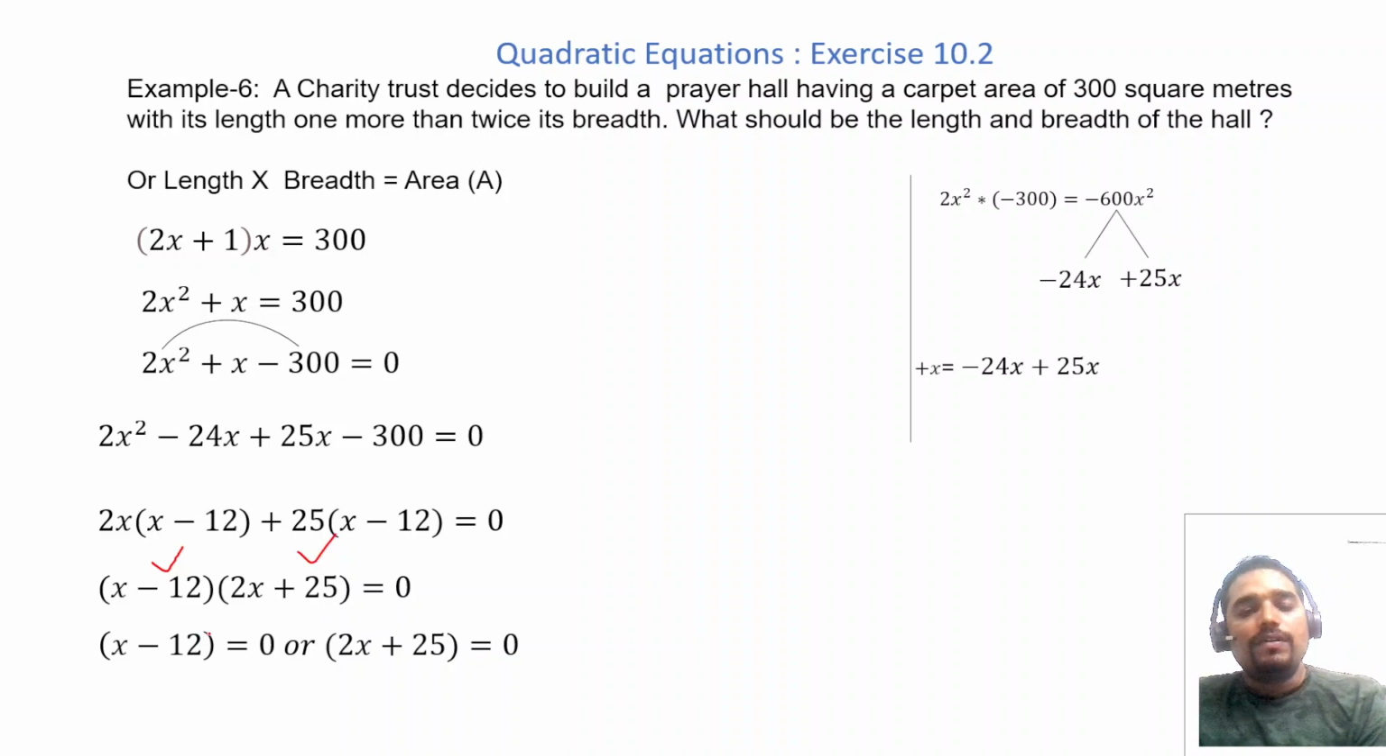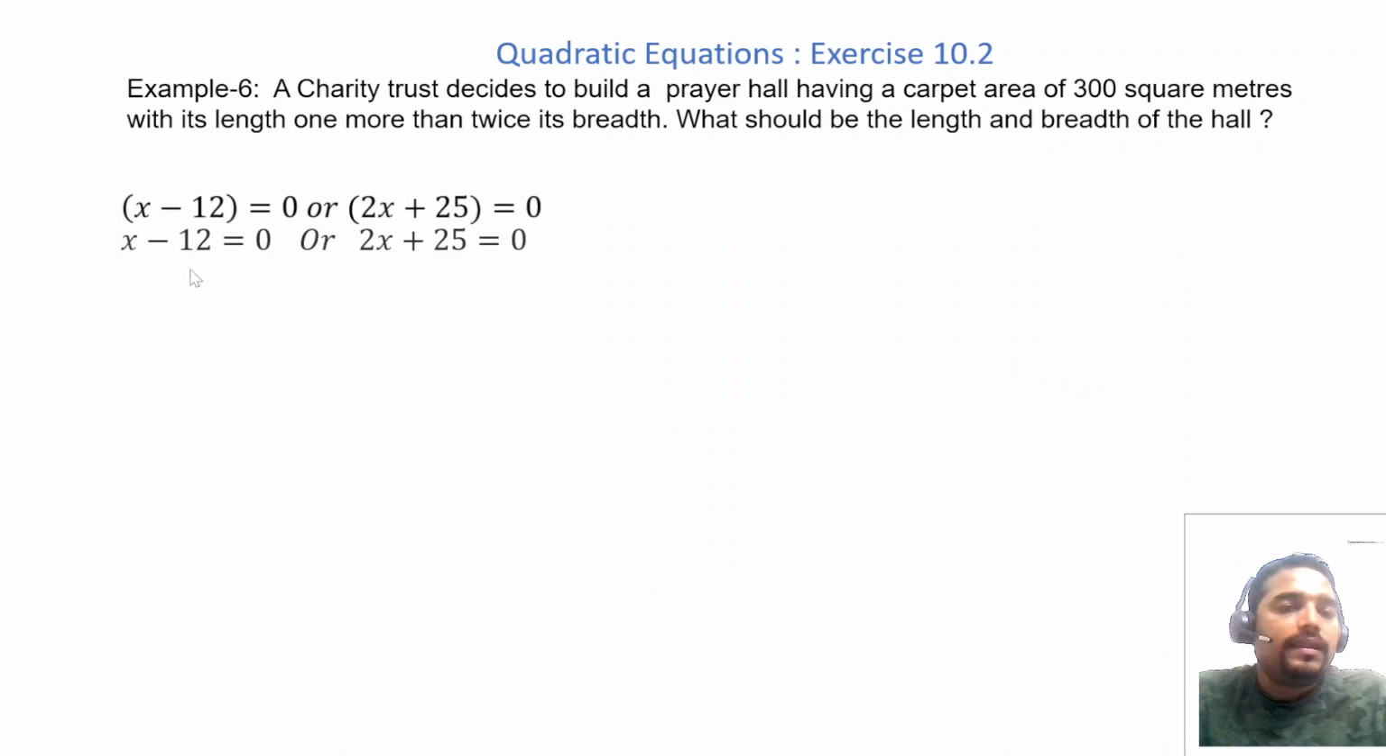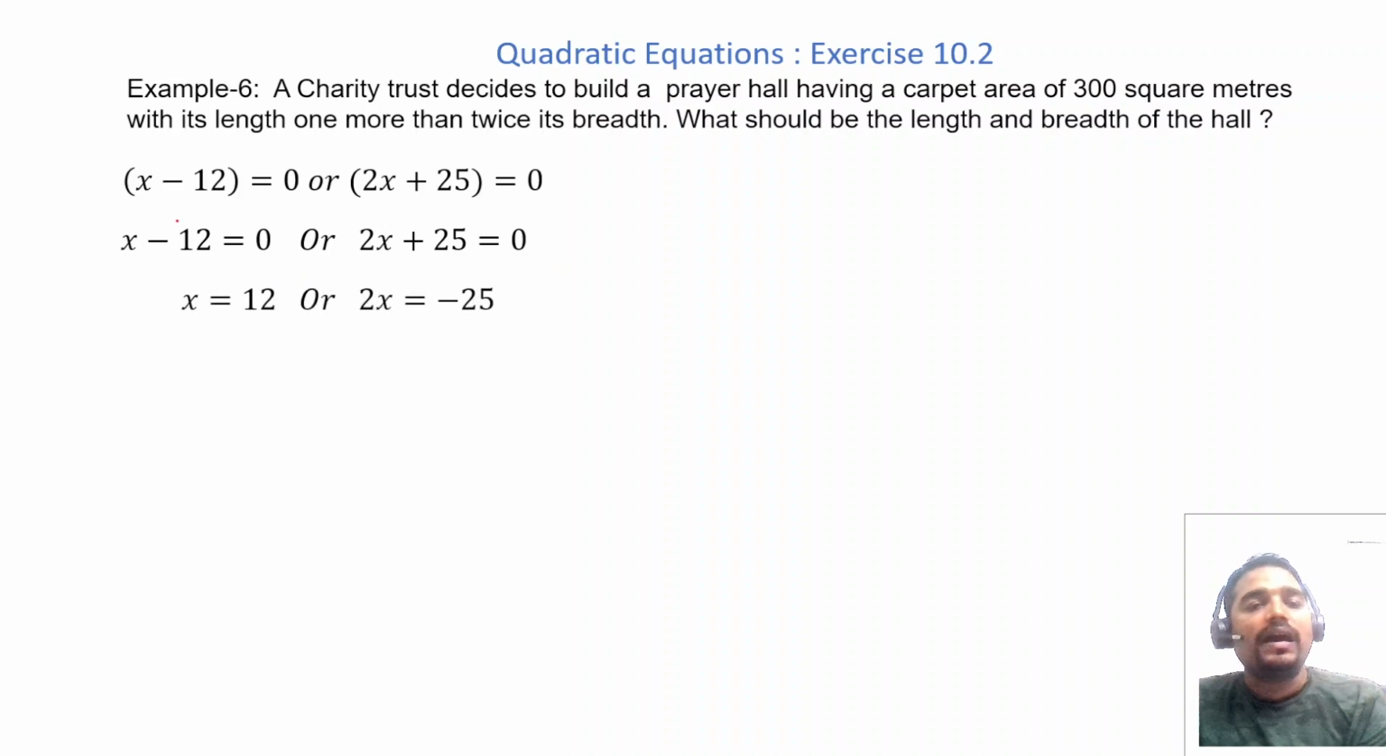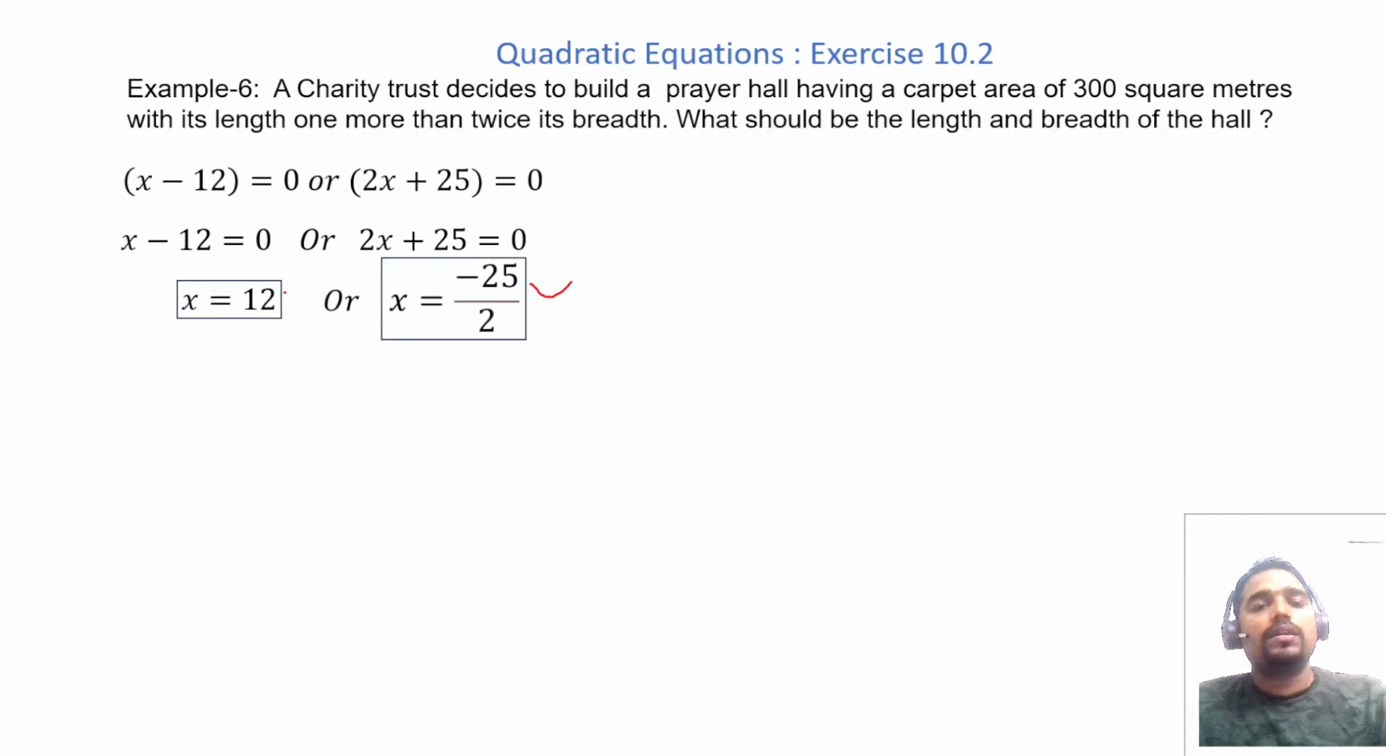Now how to simplify further? To open the bracket, since nothing is getting multiplied to this term as well as the second term, just open the brackets: x minus 12 equals 0. Similarly 2x plus 25 equals 0. Now in order to simplify, transpose this minus 12 towards the RHS. Minus 12 upon transpose would become plus 12, that is x is equal to plus 12, or 2x is equal to minus 25, since plus 25 upon transpose has become minus 25. Divide by 2 in the second equation. Now we see that x is equal to minus 25 by 2, or x is equal to 12, which was received earlier.